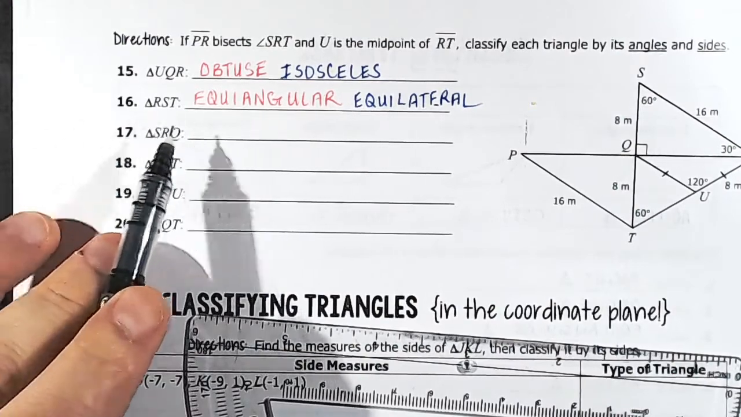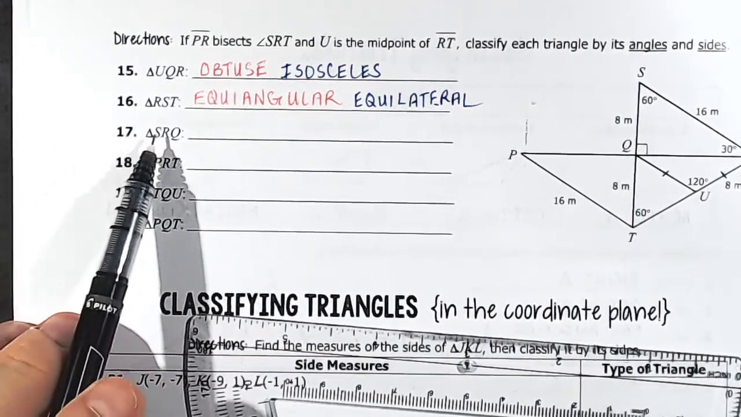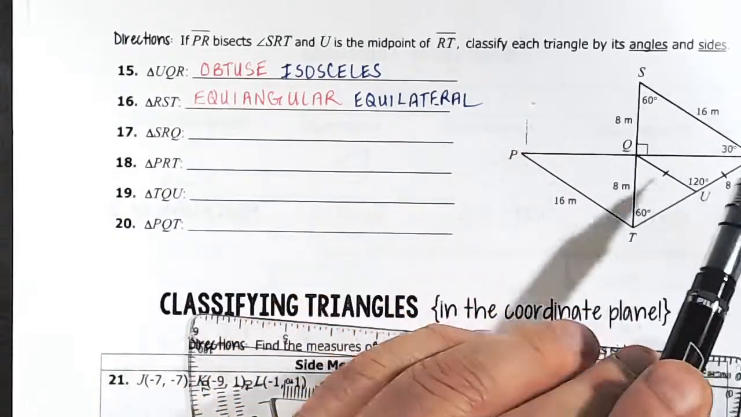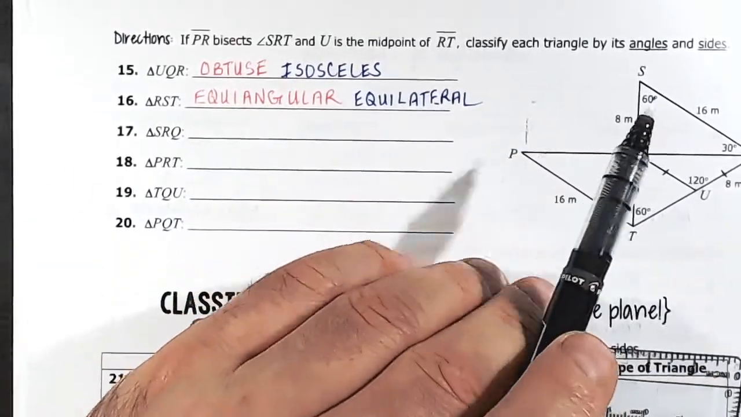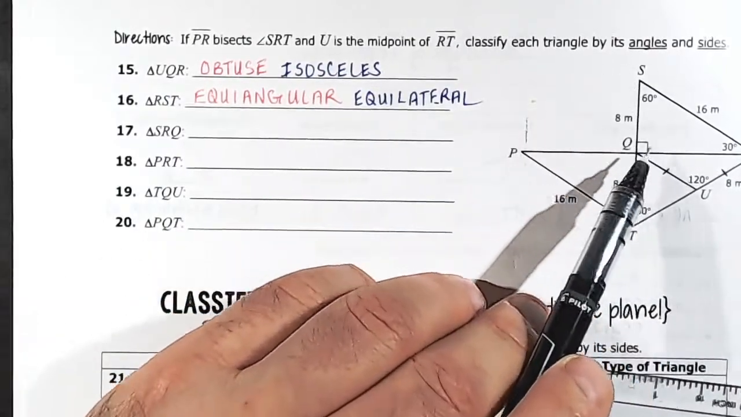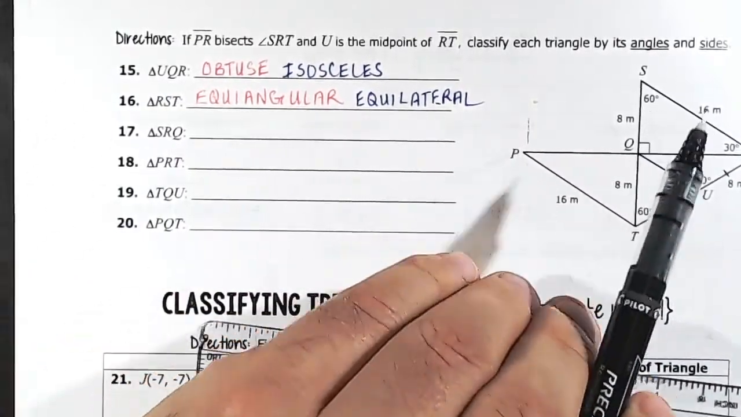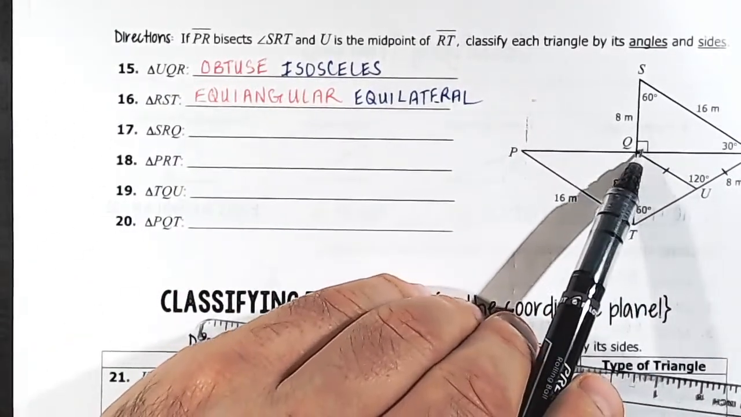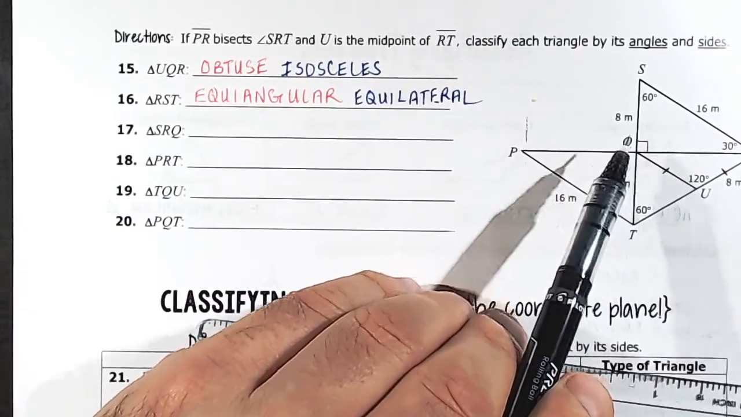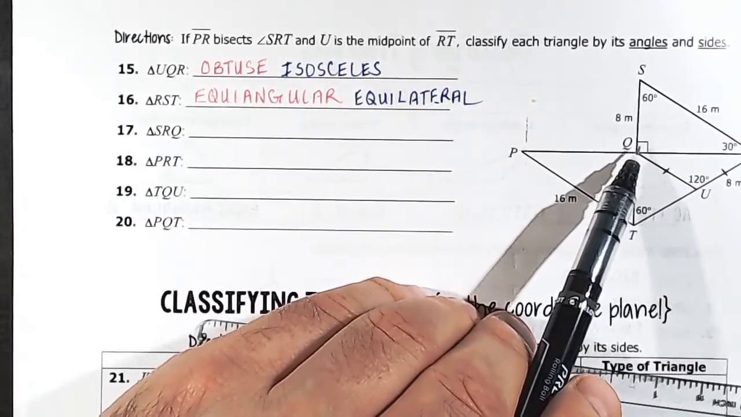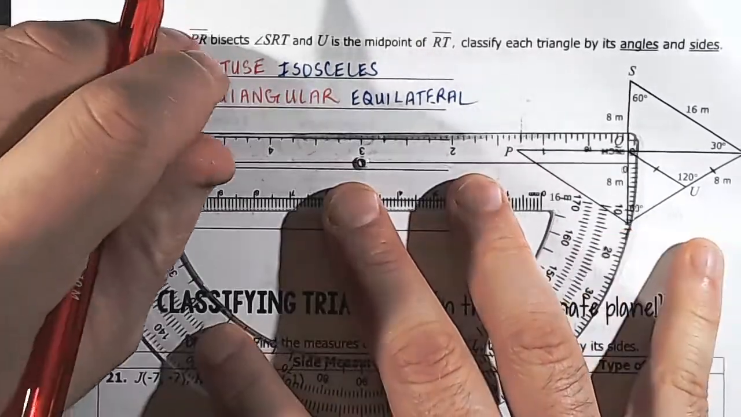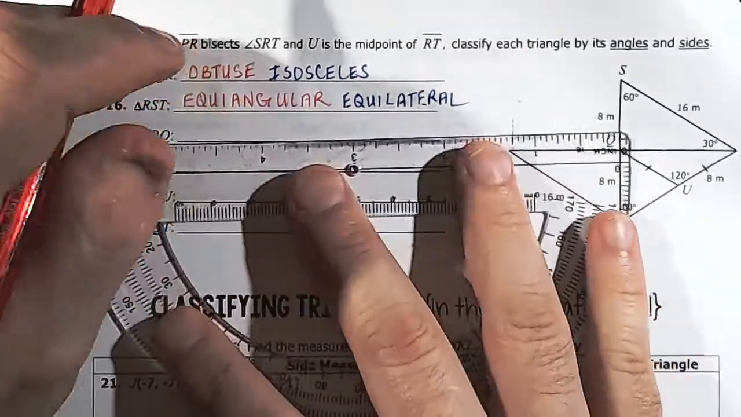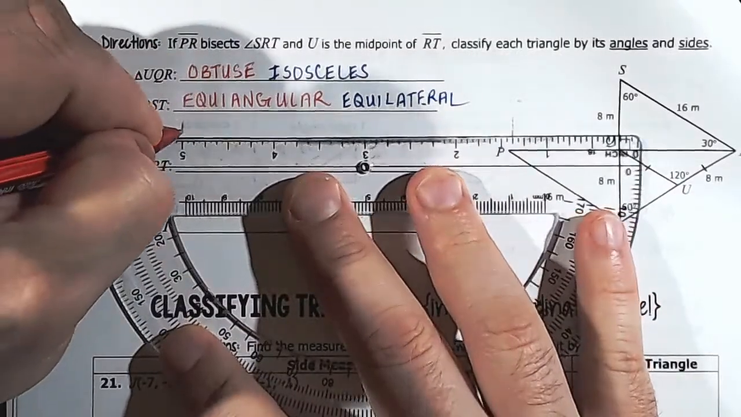And that's triangle RST. Now triangle SRQ. Okay, I don't think we need to draw this one because it's all contained right here. Let's see what we got. We have, from an angular perspective, angle Q is a right angle. So from an angular perspective, this is a right triangle.